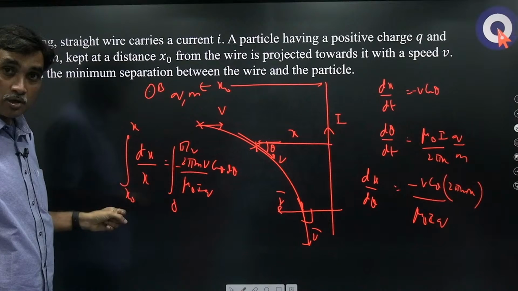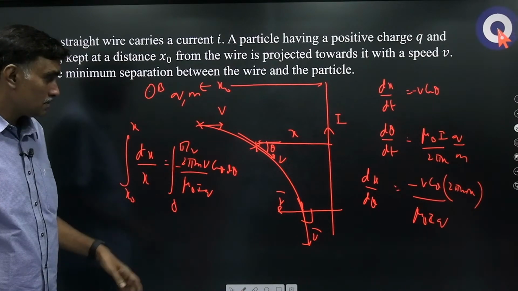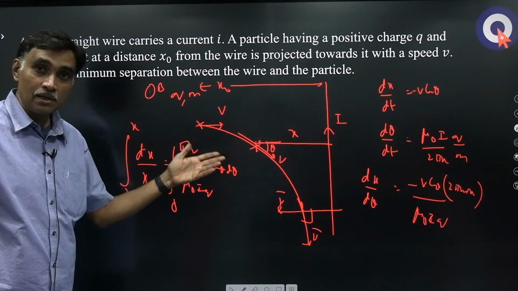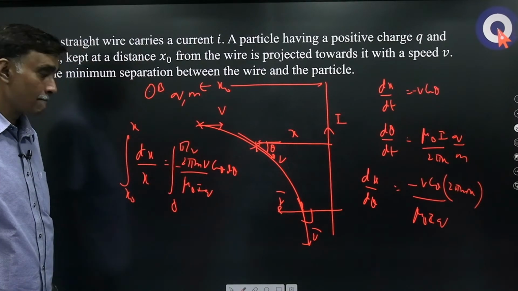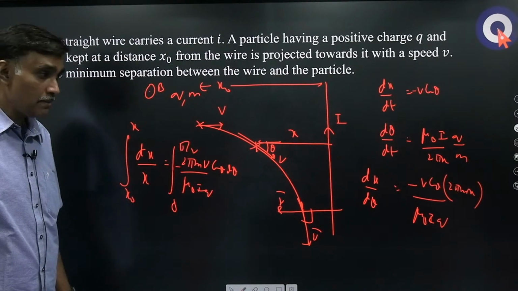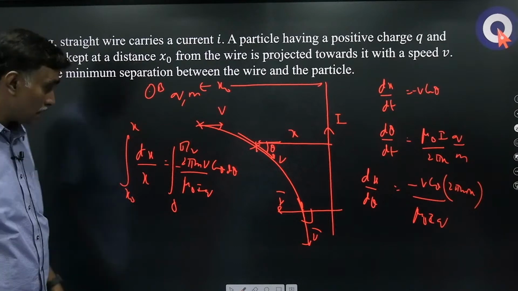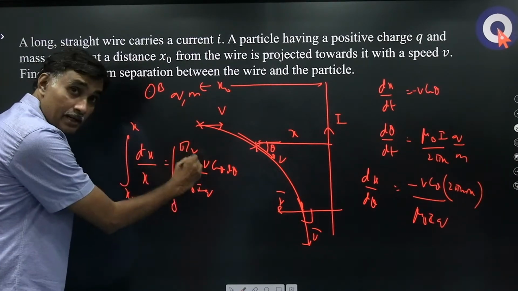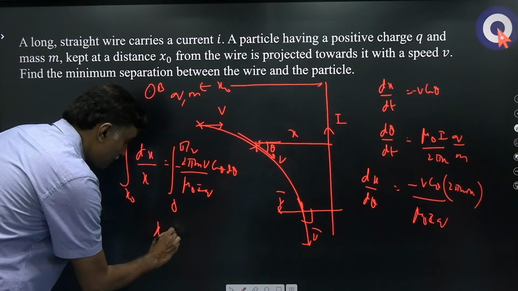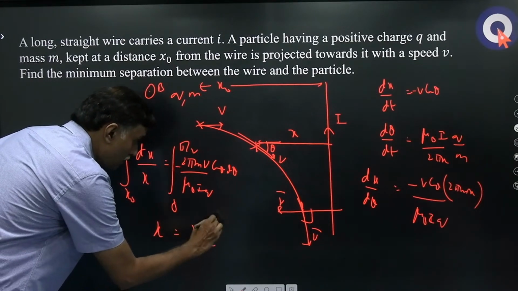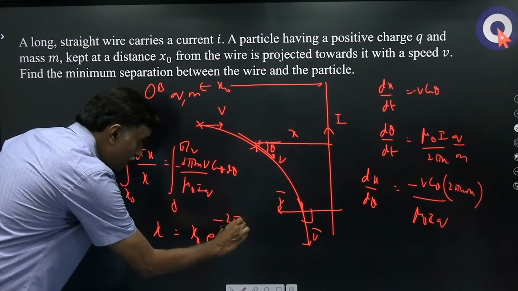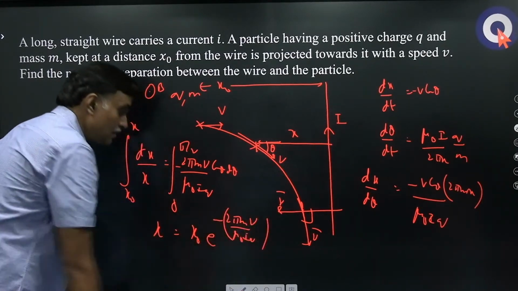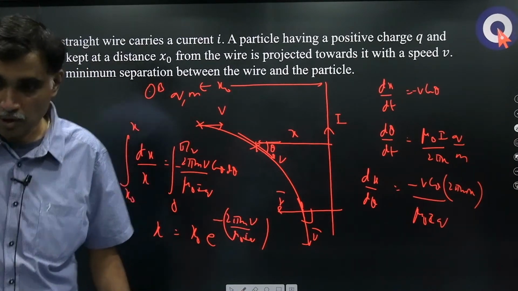Okay. So if I substitute the limits, what do you get here? Log x by x naught equal to, if I integrate cos theta d theta, I will get sin theta. If I substitute the limits, I will get 1. Sin pi by 2 minus sin 0, that is 1. Okay. So minus sign will be there. So log x by x naught equal to minus 2 pi m v by mu naught I q. What is x? X naught into e to the power of minus 2 pi mv by mu naught IQ. So that is the minimum distance. Followed, or any doubt?